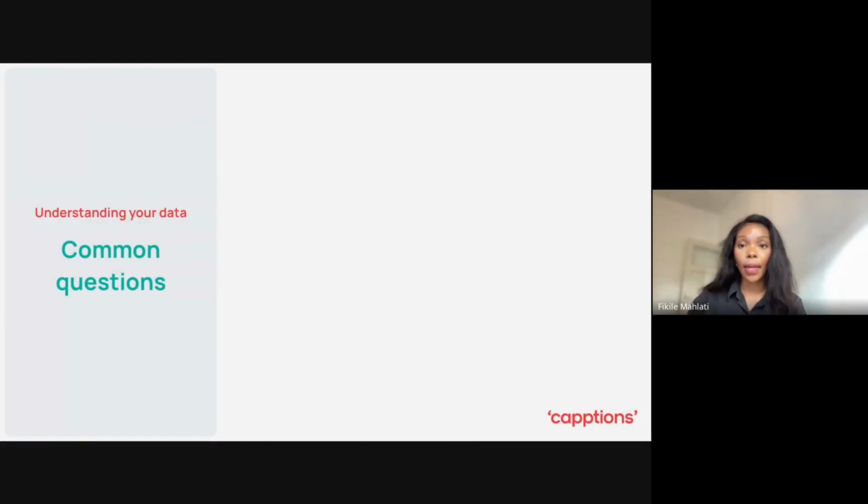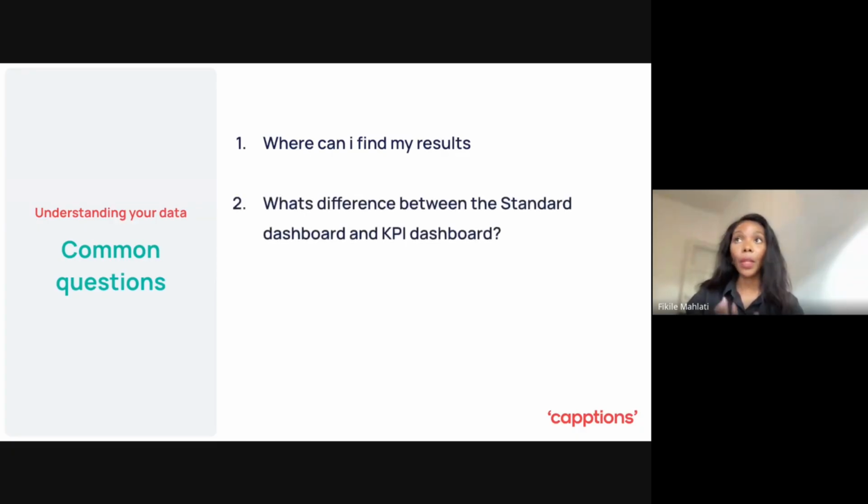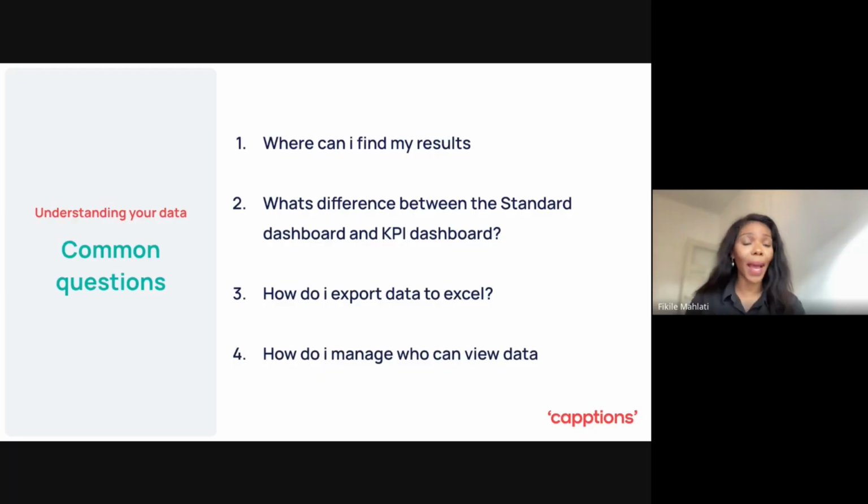In understanding how your data flows through the platform, we'll be answering some common questions that we get from clients. The top 5 questions we commonly get are: where can I find my results? The form has been completed, the workflow is done, the report has been generated and sent to all stakeholders. Where do I see my data? What's the difference between your standard dashboarding and your KPI dashboards? How do I export my data into Excel for further analysis? And how do I manage who can view data in the organization?